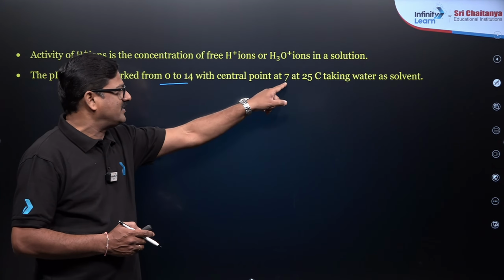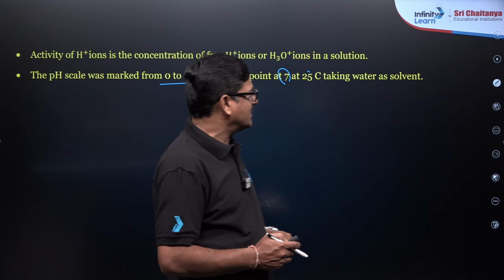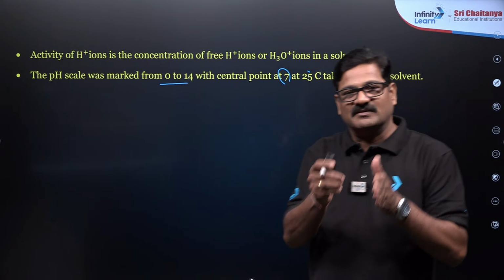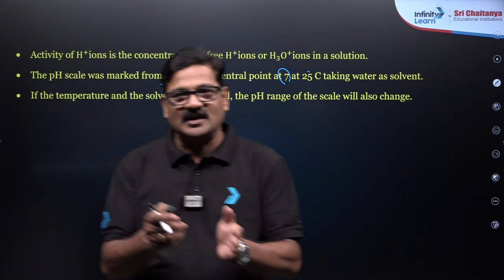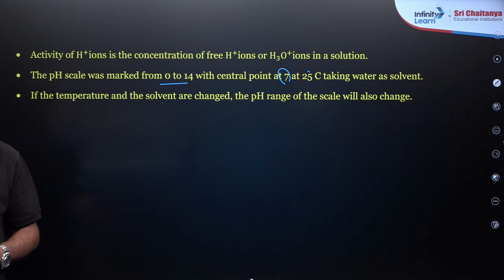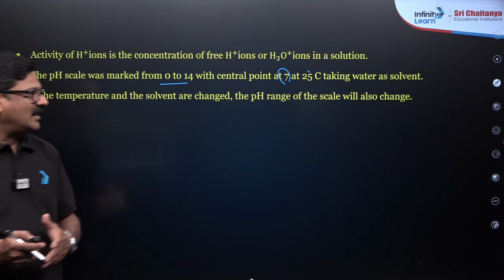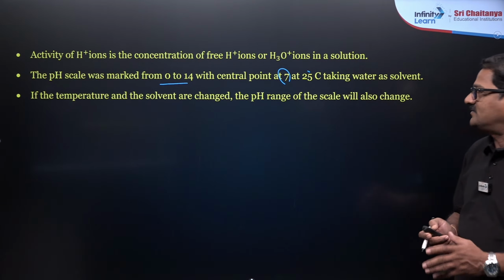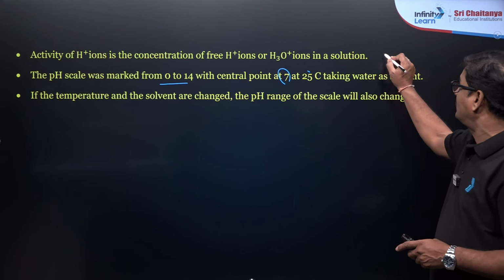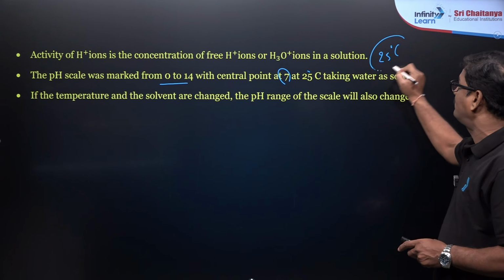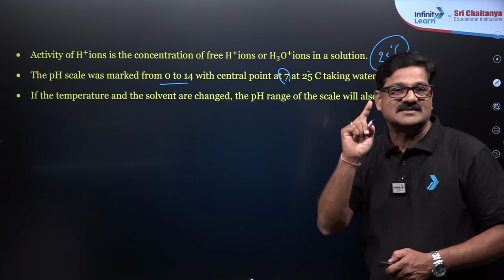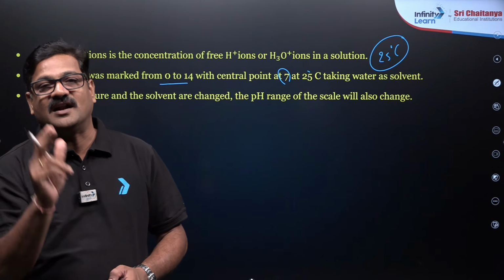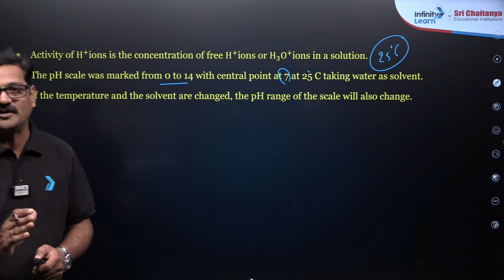The central point of 7 at 25 degrees centigrade is taken for water as the solvent, and it is said to be neutral. pH of 7 is said to be neutral. Anything with pH less than 7 is said to be acidic. Anything with pH greater than 7 is said to be basic. This pH scale that is in your belief is correct as long as the temperature is 25 degrees centigrade. If the temperature is changed, the pH scale in your belief is not applicable.